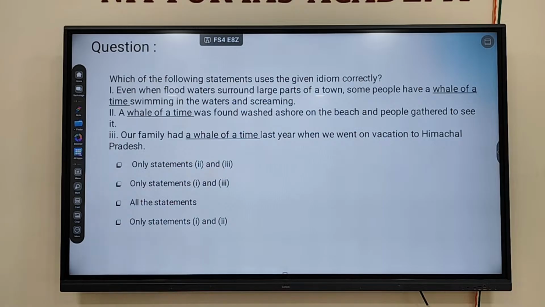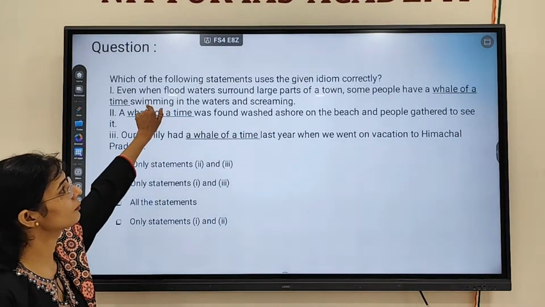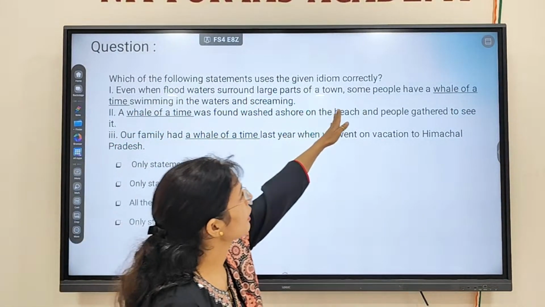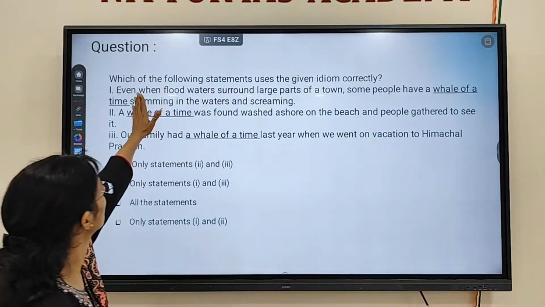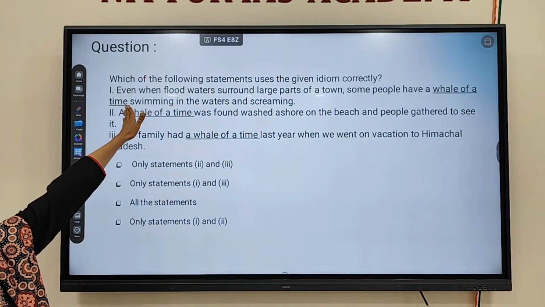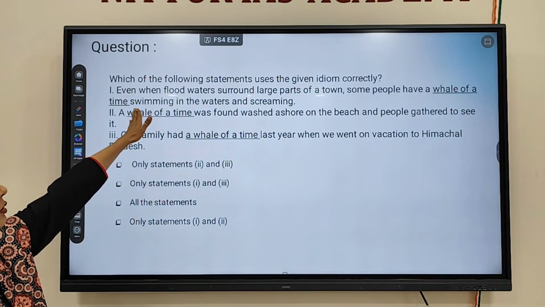Okay. When the flood waters surround large parts of town, some people have a whale of a time swimming in the water and screaming. No? Enjoying the swimming and swimming in the water and screaming. Why? First one is not correct. I think it is because it is explaining. No, it's talking about, see, if it was some people have a whale of a time, enjoying actually. In the swimming, they are doing the swimming.